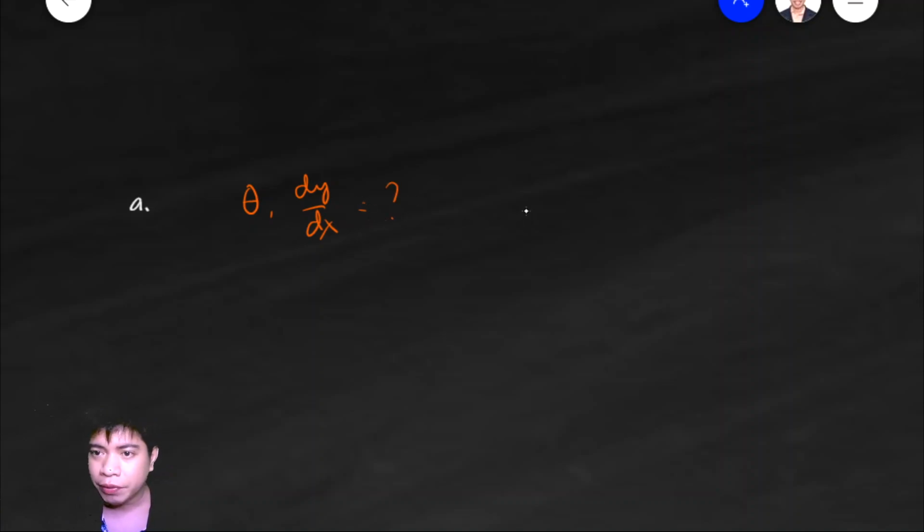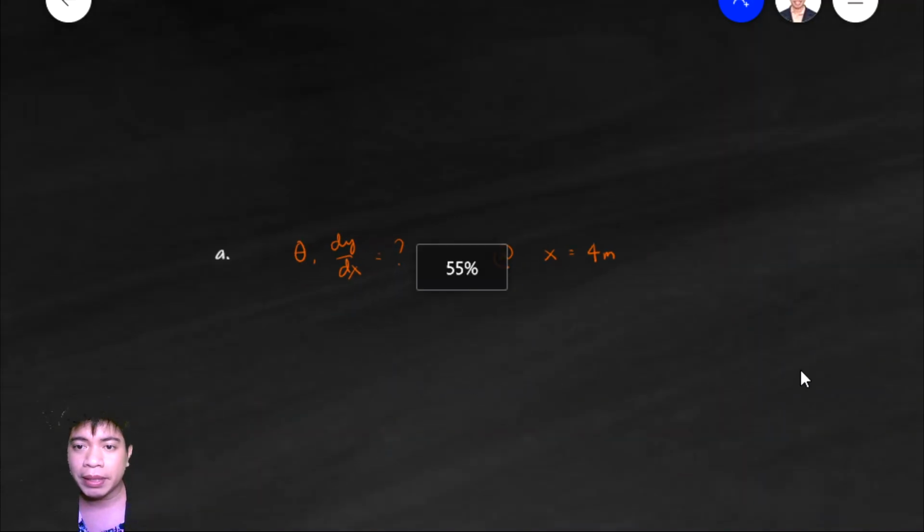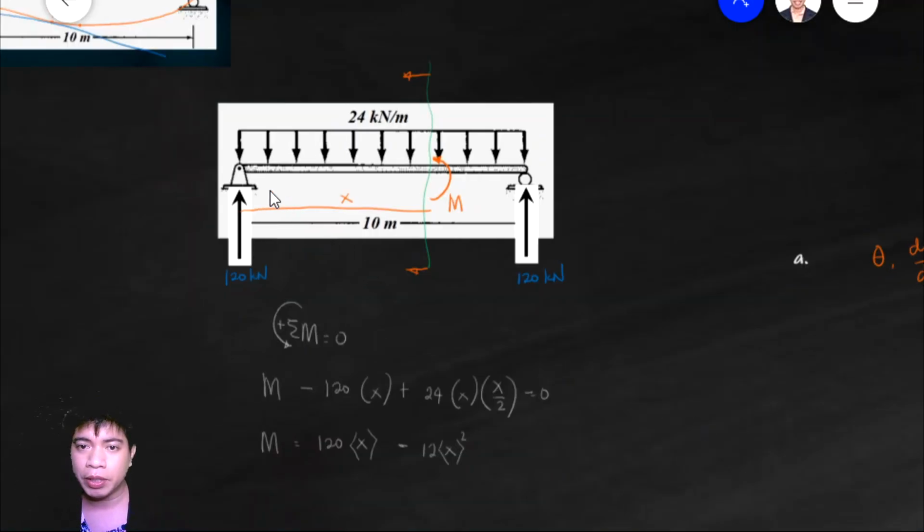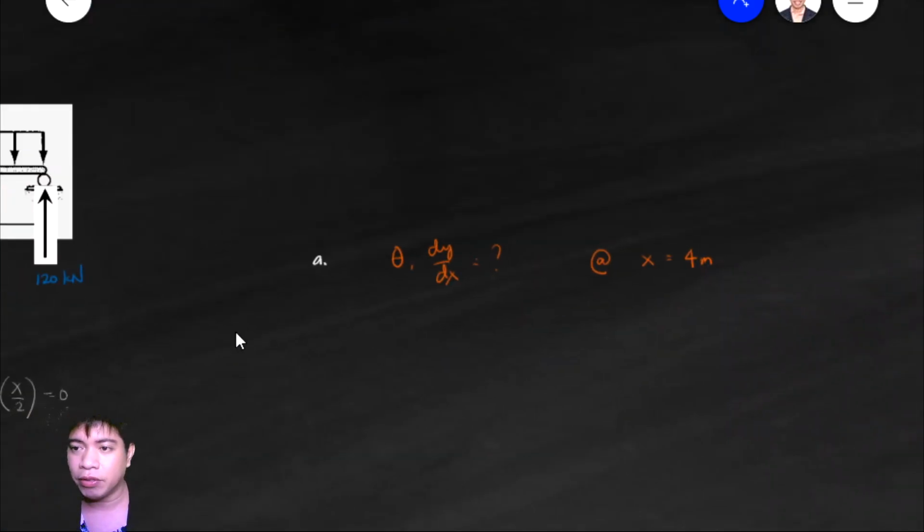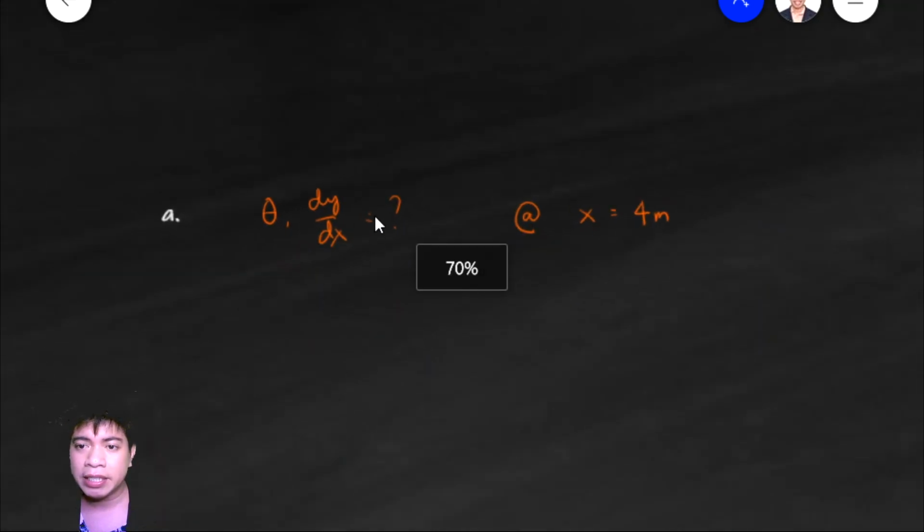Okay, so dy over dx ang kailangan natin at value ng x na equals to 4 meters from the left support. So from the left support man talaga yung ating pag-measure ng x, di ba? Ito man yung ating left support. So at 4 meters yung ating kailangan na value ng x. So ang gagawin natin guys is of course, since slope ang kailangan, then gagamitin natin yung slope equation.